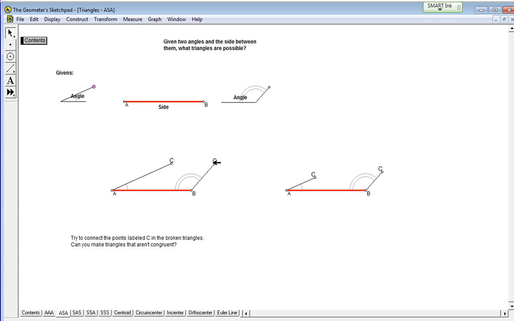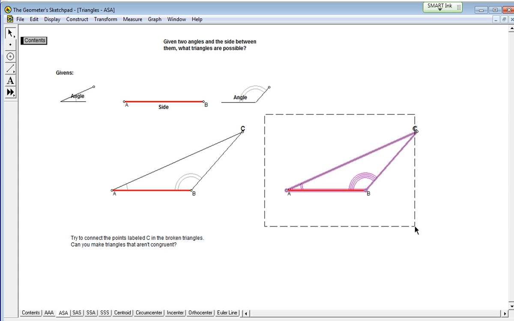All I can do is extend these to create a triangle. So I'm going to extend these as much as I can. There we go. And all I can do is extend these. Remember, the two angles and the included side in each triangle must be congruent to each other. Can I create two separate triangles, two triangles that are not congruent?